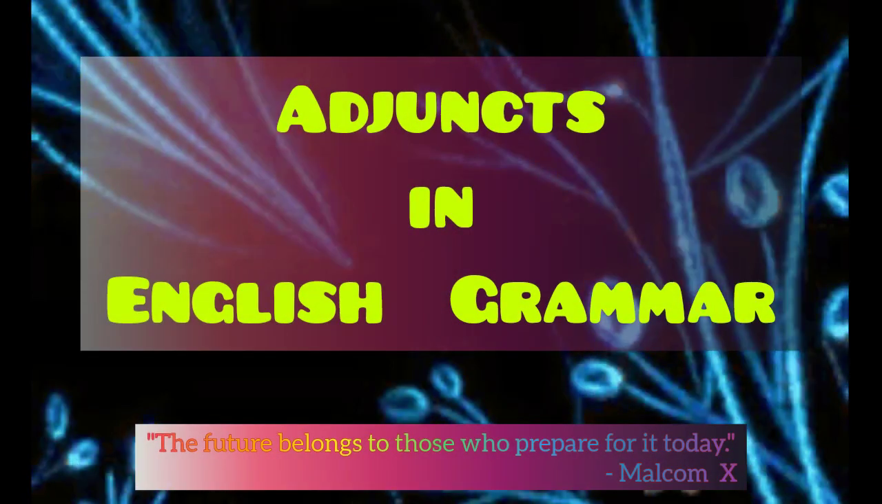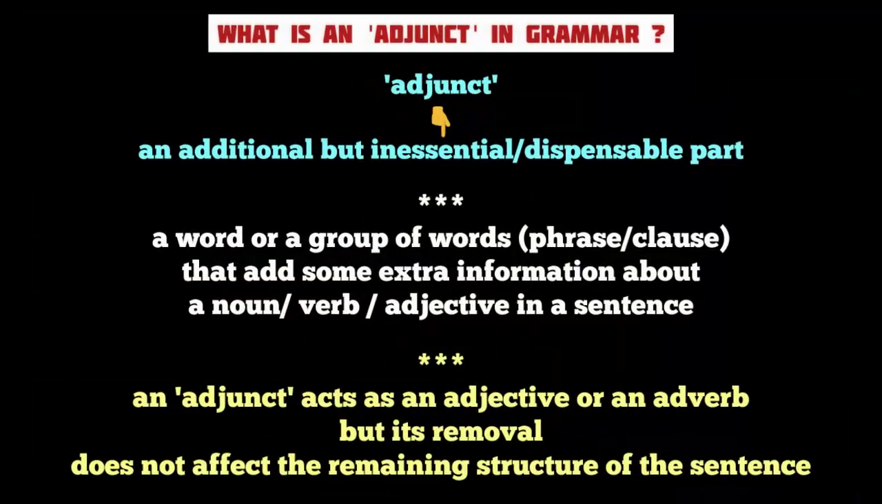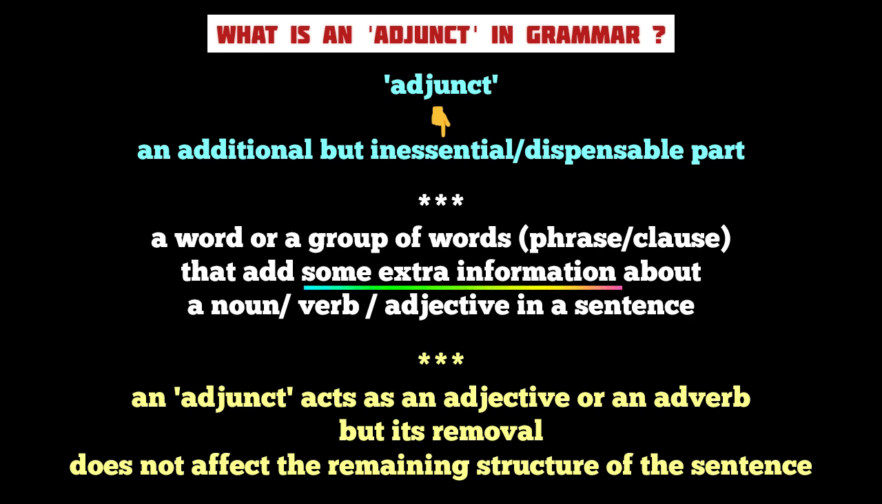Today's lesson is adjuncts in English grammar. You see, the word adjunct means an additional but inessential or dispensable or extra part of something. In English grammar, an adjunct is a word or a group of words that add some extra information about a noun or a verb or an adjective in a sentence.